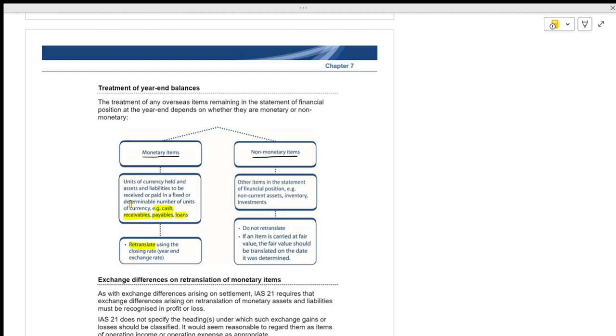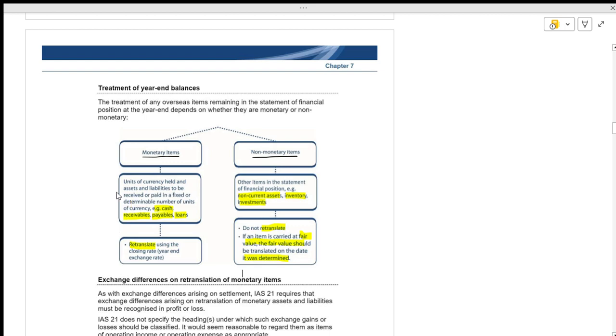Whereas non-monetary items are what? Non-monetary items are non-current assets, inventory, and long-term investments. Do not retranslate. If the item is carried at fair value, the fair value should be translated at the date it was determined. Whatever procedure we have to take in terms of non-current assets, we have to follow as per the requirements.